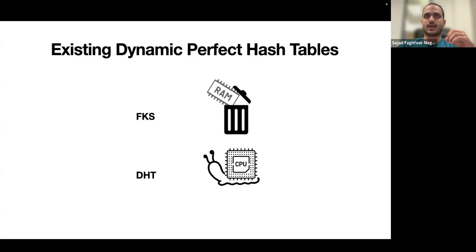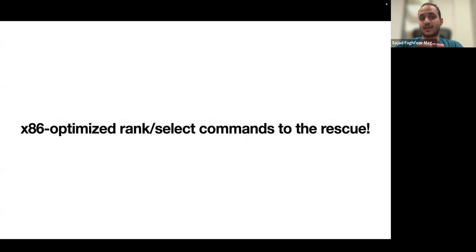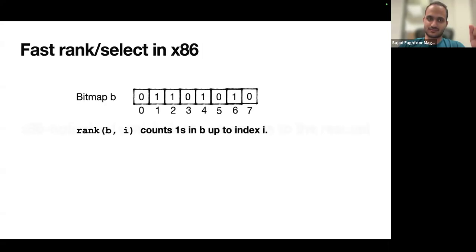So we saw that FKS is space inefficient, DHT is CPU inefficient. The question is, can we do better or not? Or more concretely, can we build a compact perfect hash table that allows very fast CPU operations? And thanks to x86 optimized rank and select commands, the answer is yes.